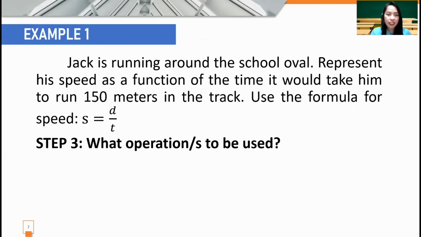Step number 3, what operation to be used? Ang given na formula na nandito ay S, which is the speed, equals D or distance all over T, which is the time. It's very obvious that the operation in here is division.